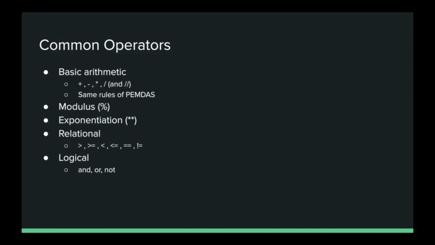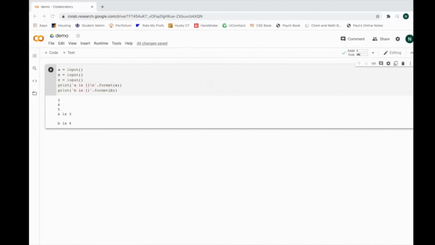Modulus is the percent sign, and it basically acts as when you're trying to find the remainder of something. So 10 modulus 3 would be 1, because 3 times 3 is 9, and then 10 minus 9 is 1. For exponentiation, you use 2 asterisks, so I can show that.